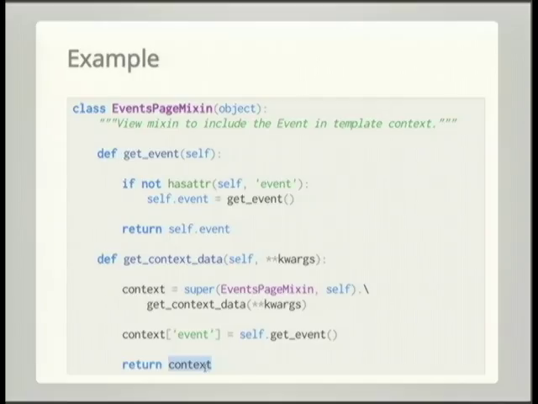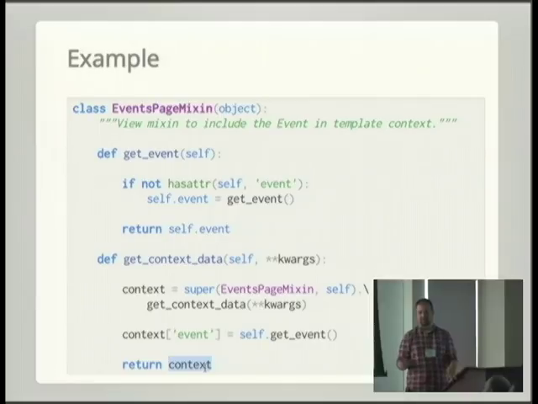So if you didn't call super, you would lose things further up the chain. This lets you continue to add things as you walk down until you get to your base or to your concrete view. Does that make sense?